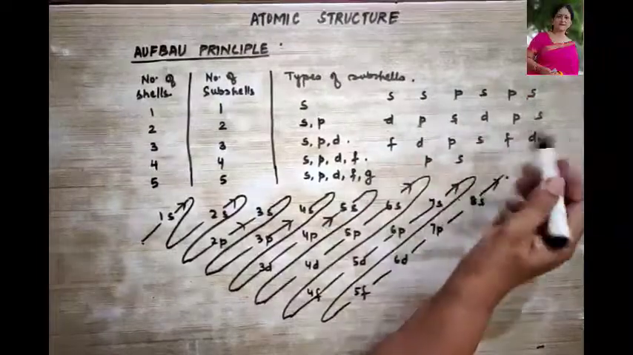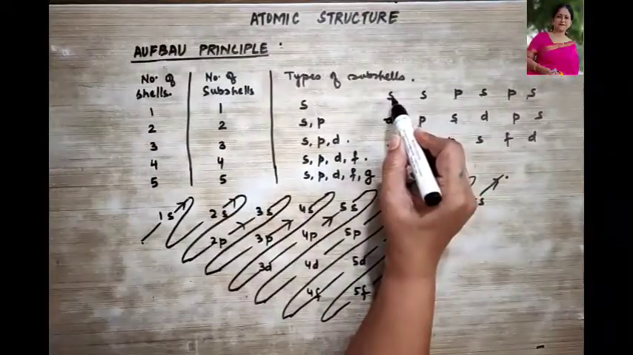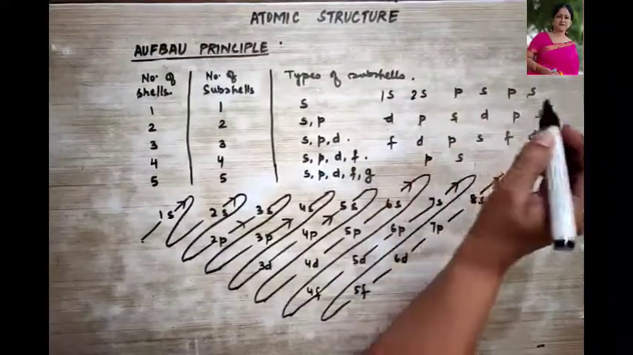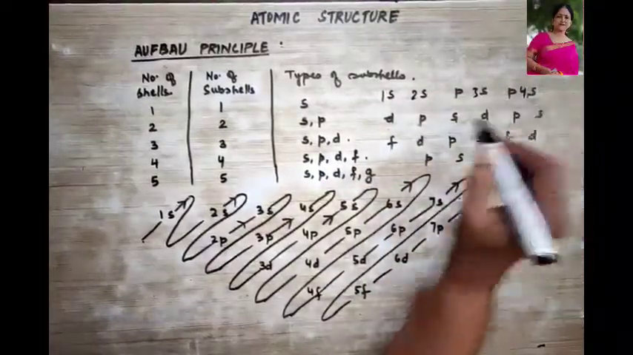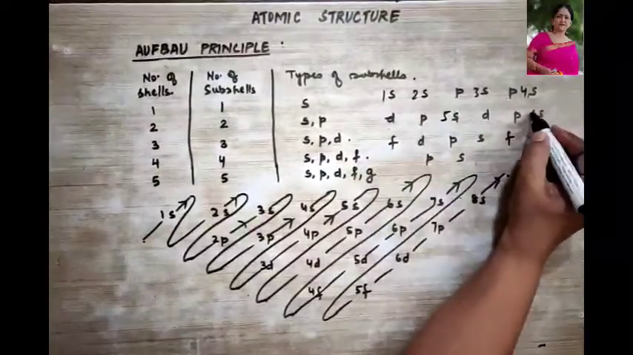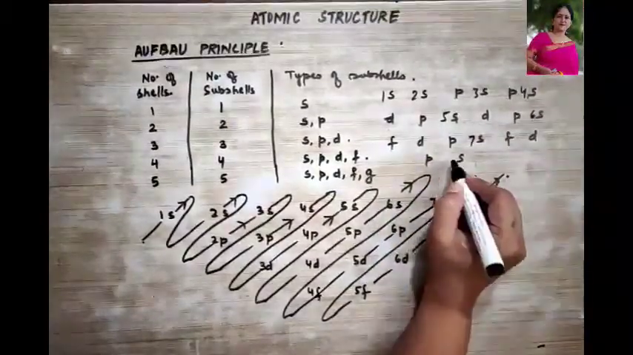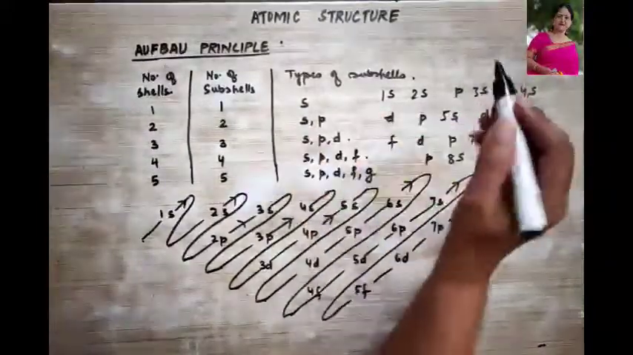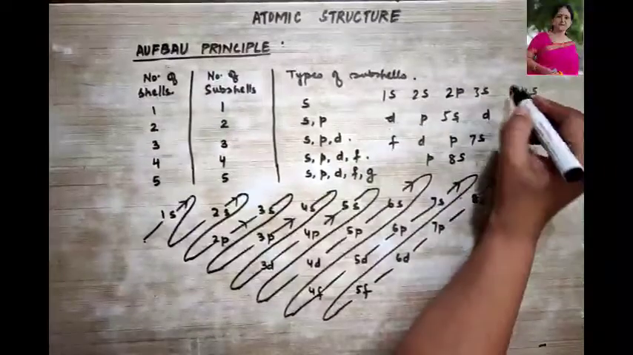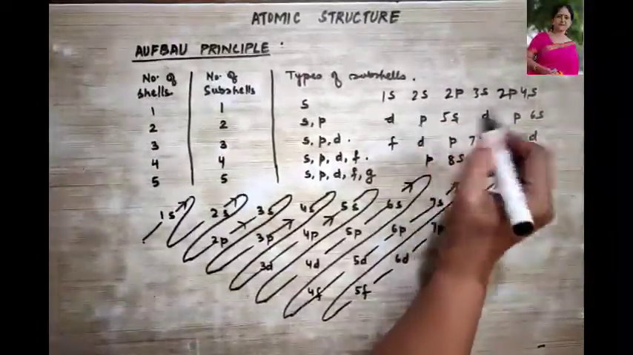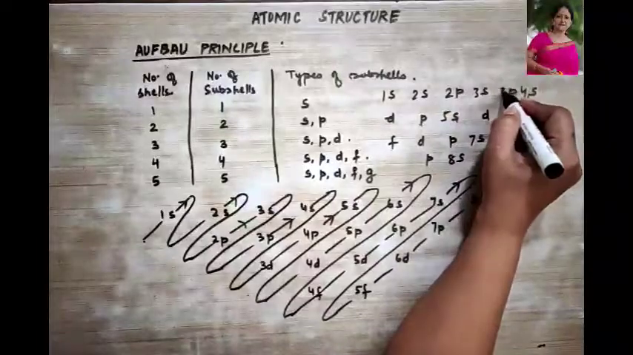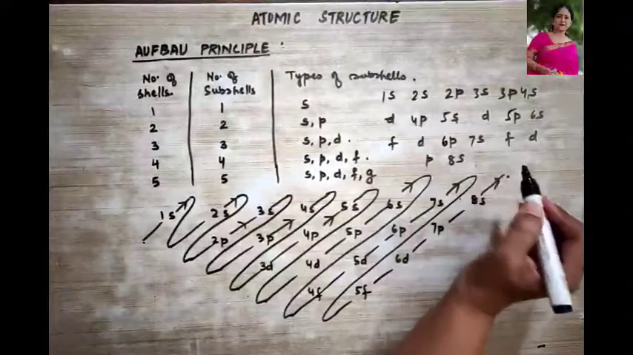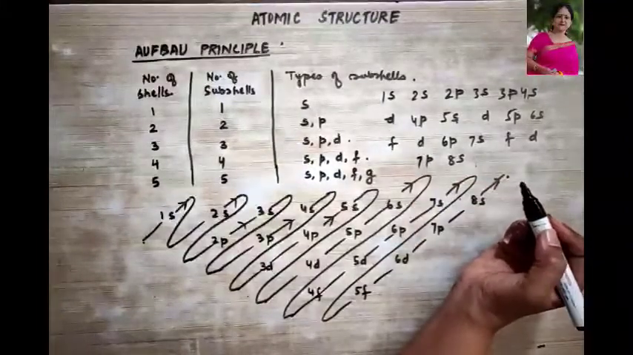Now let us fill up. First we'll fill up all the S. Now S is what? 1, 2, 3, 4, 5, 6, 7, 8. Now P. P starts from 2. So let's start from here: 2, 2, 3, 4, 5, 6, 7.